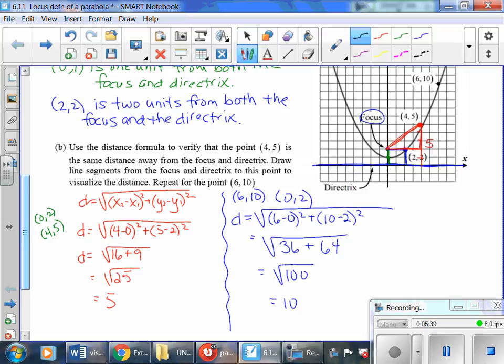So the point that I just did is the distance from here to here is 10, and the distance from here to here is the vertical distance of 10. So we just showed that that point is equidistant from both the focus and the directrix. All right, so pause, write down what you need to before we move on to exercise 2.